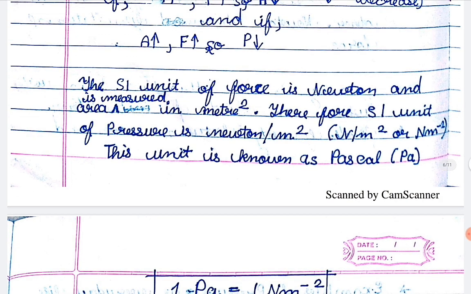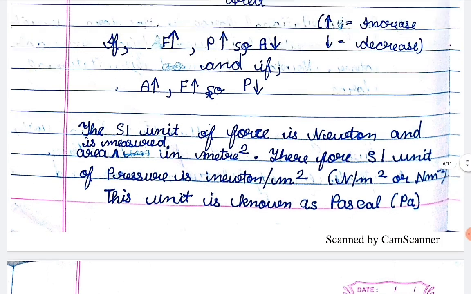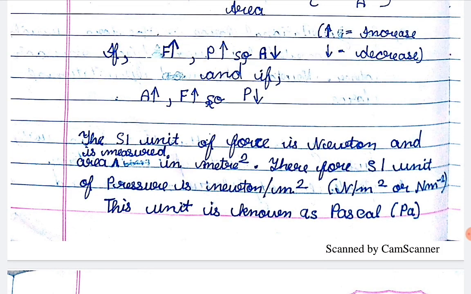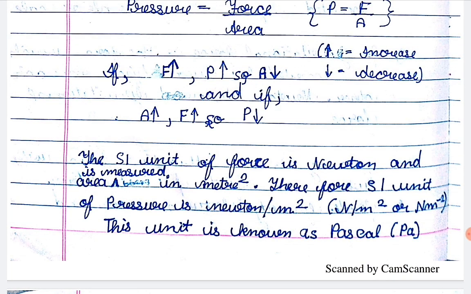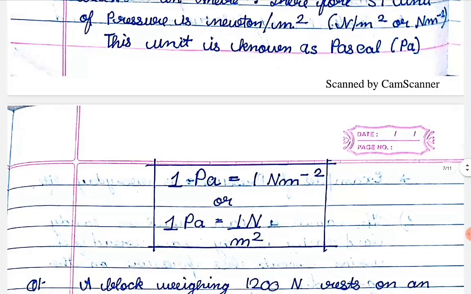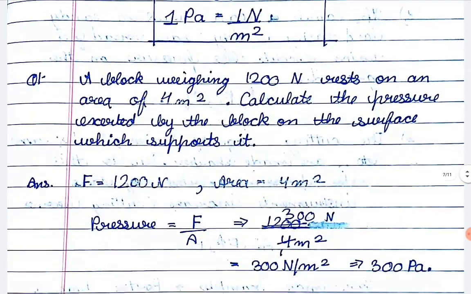The SI unit of force is Newton. Yes, we all know that, we just read earlier that the SI unit of force is Newton, and area in the SI system is measured in meters square. So what will be the SI unit of pressure? It will definitely be Newton per meter square. And this unit, Newton per meter square, is known as Pascal.